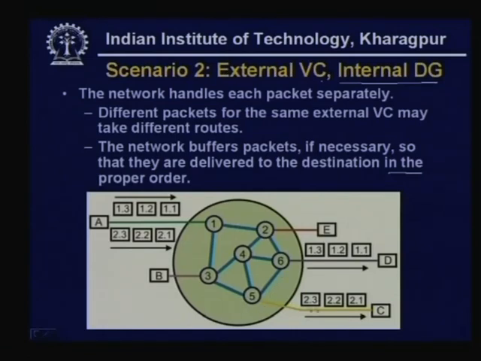Similarly, the packets with the destination address C have been stored in packet in node 5, then they have been ordered properly with the numbers 2.1, 2.2, 2.3, although they may come from different routes. So, this is your external VC and internal datagram.